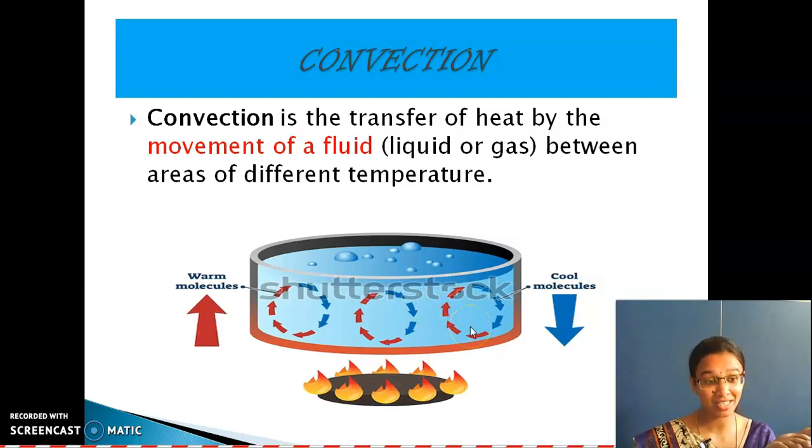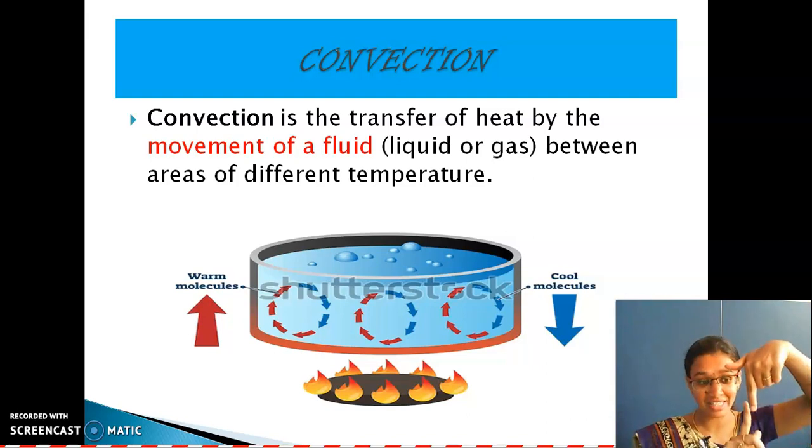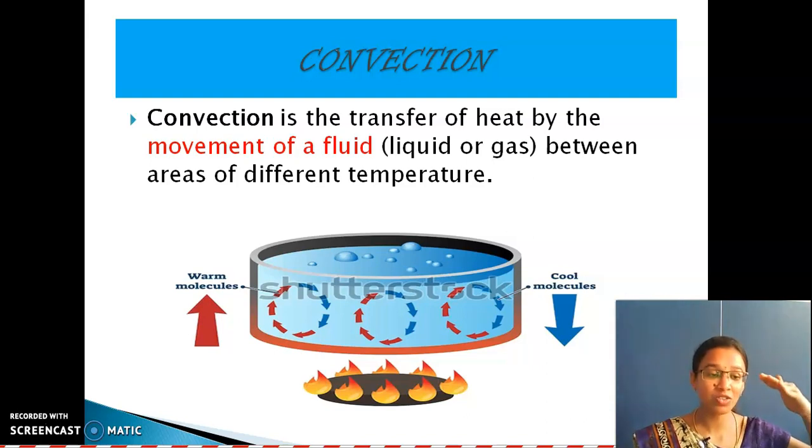So the water which is there in the bottom gets heated first. Yes or no, children? If you are keeping a pan of water or a beaker of water on a stove, and we touch that, what happens? The water in the bottom gets heated first, and the water in the top remains cool.